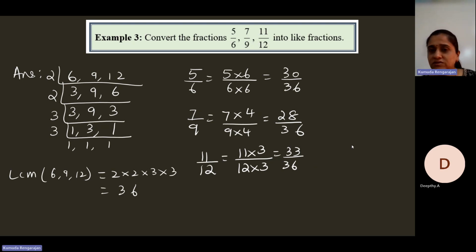So the given fractions had different denominators, 6, 9, and 12. So the given fractions are unlike fractions, because they have different denominators. But unlike fractions can be converted to like fractions by bringing all the fractions to the same denominator, which is the LCM of the denominators. So first find the LCM and then convert the fractions to like fractions, correct?